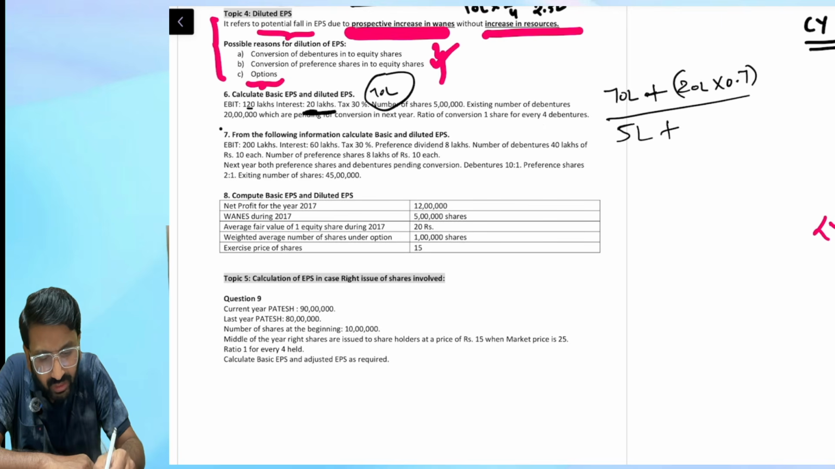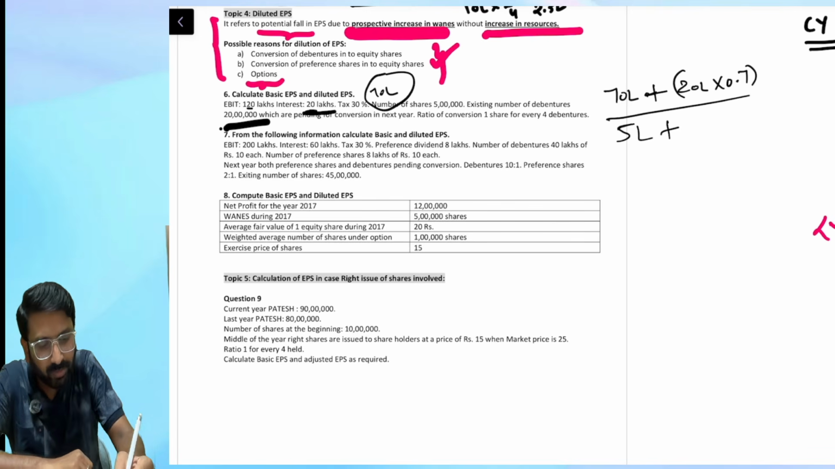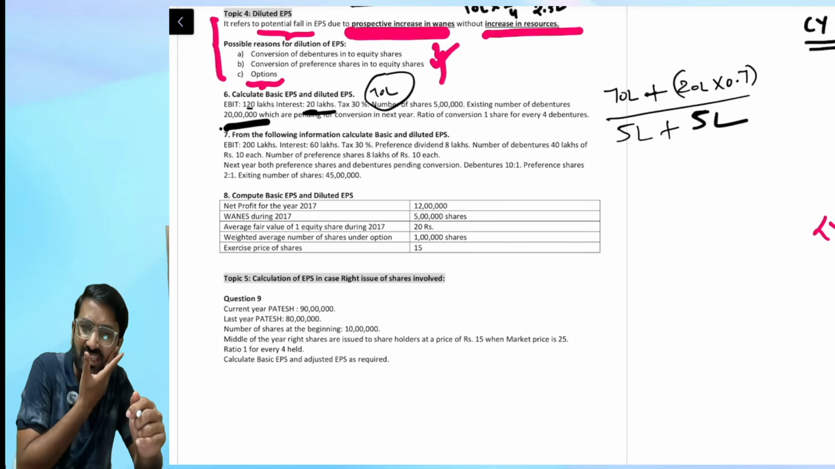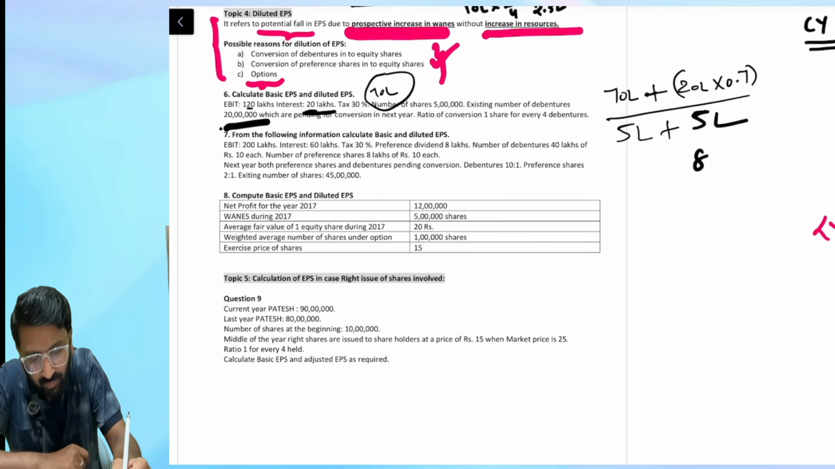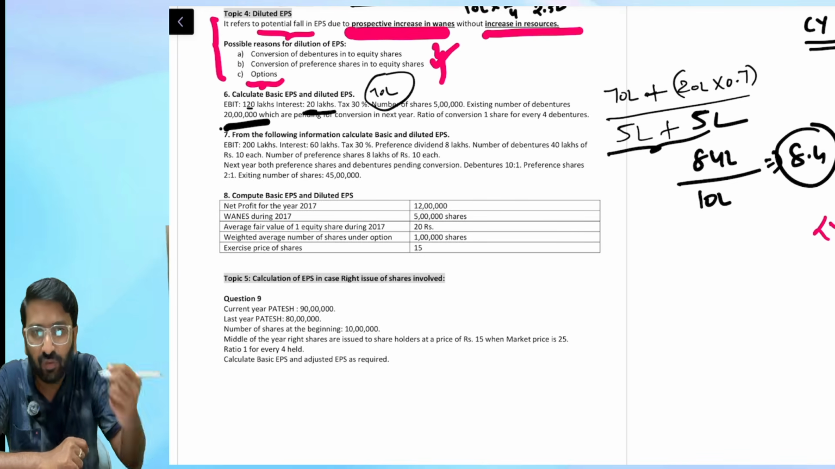1 share for every 4 debentures. So how many debentures are there? 20 lakh. So if you are giving 1 share for every 4 debentures, 20 lakhs into 1 by 4, how much will be? 5 lakh. So simplify that. 70 lakhs plus 14 lakhs, so numerator will be 84 lakh divided by denominator 10 lakhs, which means your diluted EPS will be 8 rupees 40 paise.